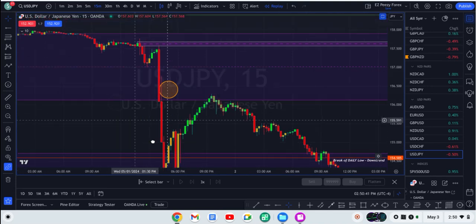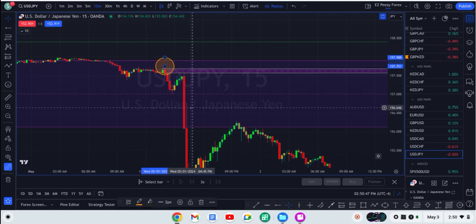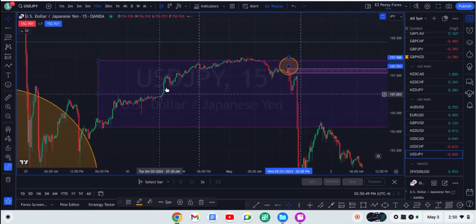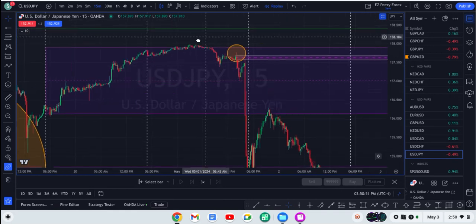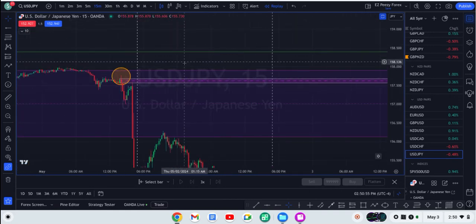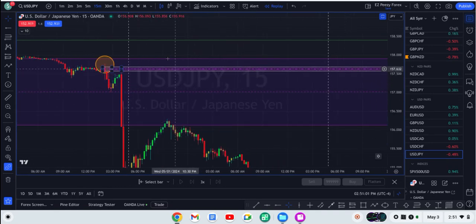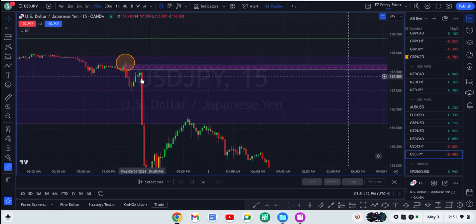So let's go back to this area. This must be what I had up here as a zone. I don't know why that's way down here. Wednesday, it wicked above it, and then it came back. So again, that's why I like UJ, all these big candles, a big old news candle. You can't really catch that. You see what I'm saying?